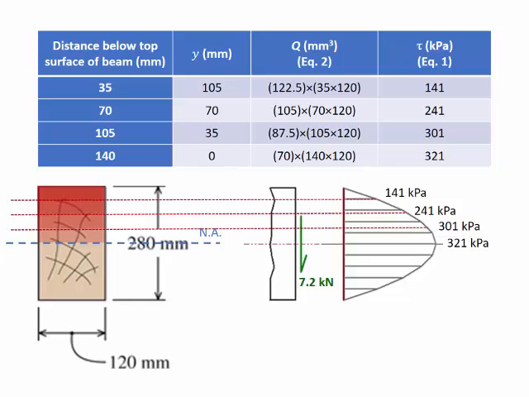So whenever you have a cross section, we know the neutral axis coincides with the centroidal axis, and at that level the shear stress is always going to be maximum.